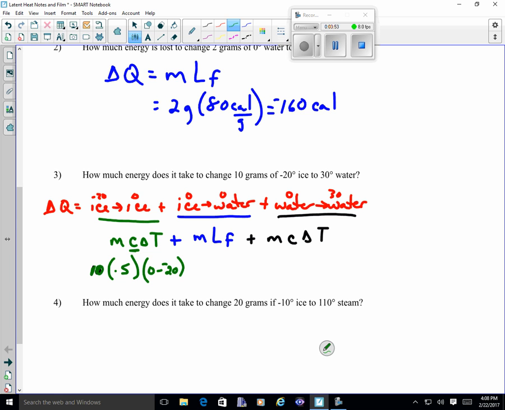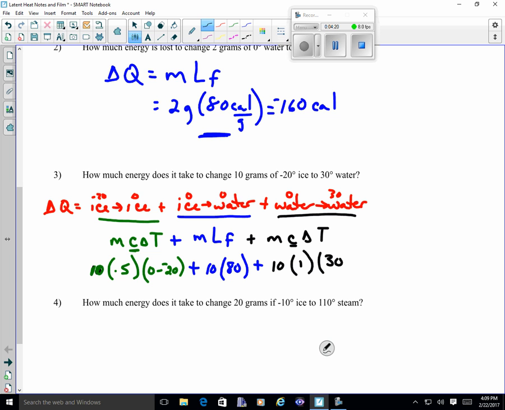Then you come over here for the phase change. Well, once again, it was 10 grams, not 20 grams, but 10 grams. The latent heat of fusion is 80. And we got that from up here. And then to do the water to water, I'm going to put in 10 grams. The specific heat of water is 1. And the temperature change, the final temperature was 30. The original temperature was 0.